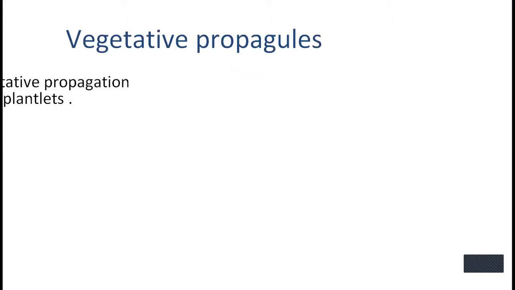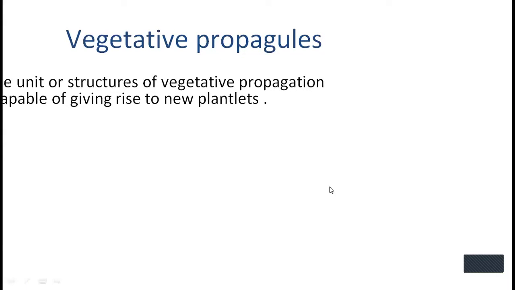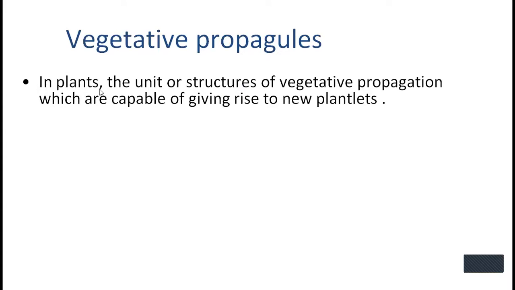So now, the definition of vegetative propagules. What are vegetative propagules? In plants, the units or structures of vegetative propagation, like root, leaf, stem, tuber, bulb, are capable of giving rise to new plantlets.